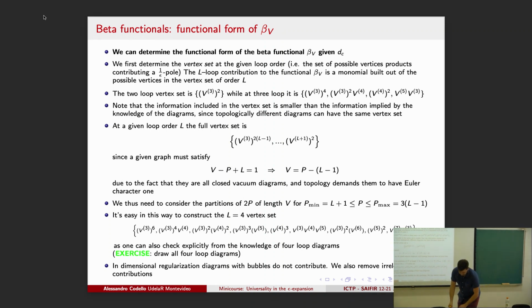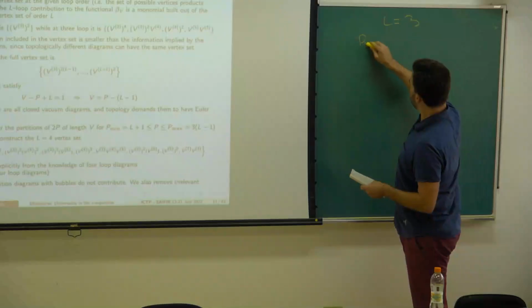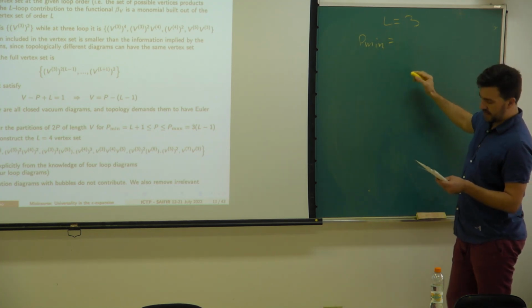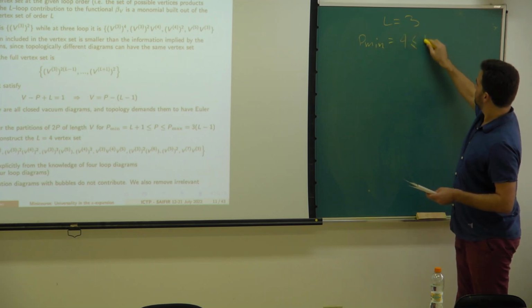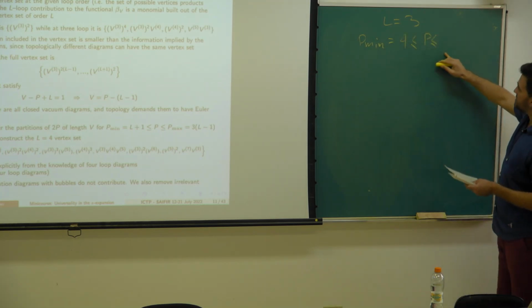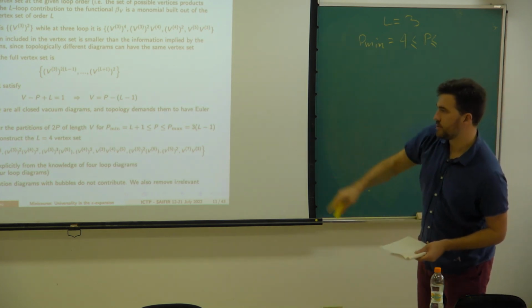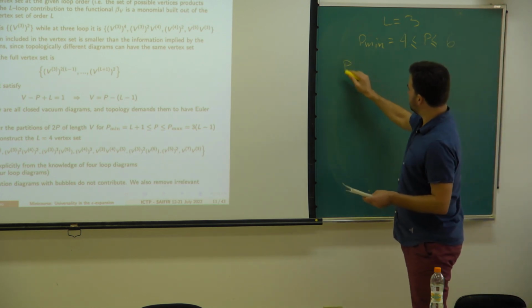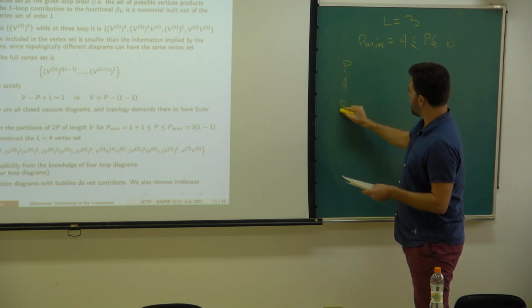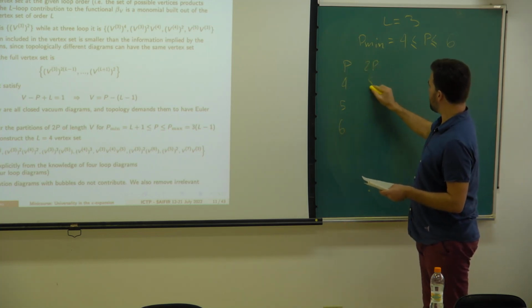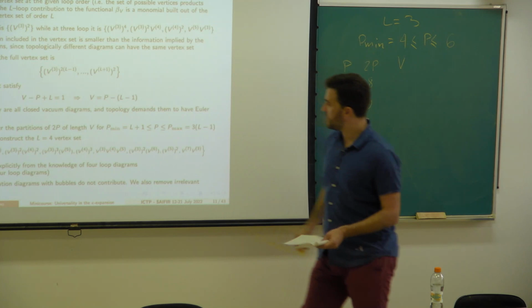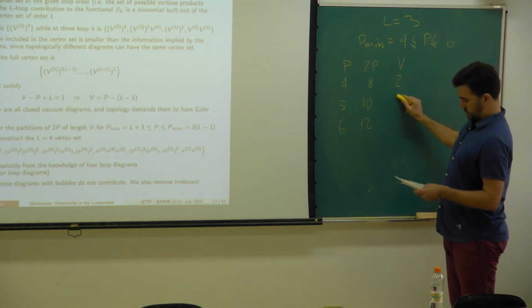So, for example, let's consider the case L equal 3. P min, the smallest number of propagators a 3-loop diagram can have, is L plus 1, which is 4. And the maximum, as we said before, is 3 times L minus 1, so it's 6. So p could be 4, 5, or 6. So 2p is equal to 8, 10, or 12. V, which comes from the Euler characteristic formula, is 2, 3, or 4.